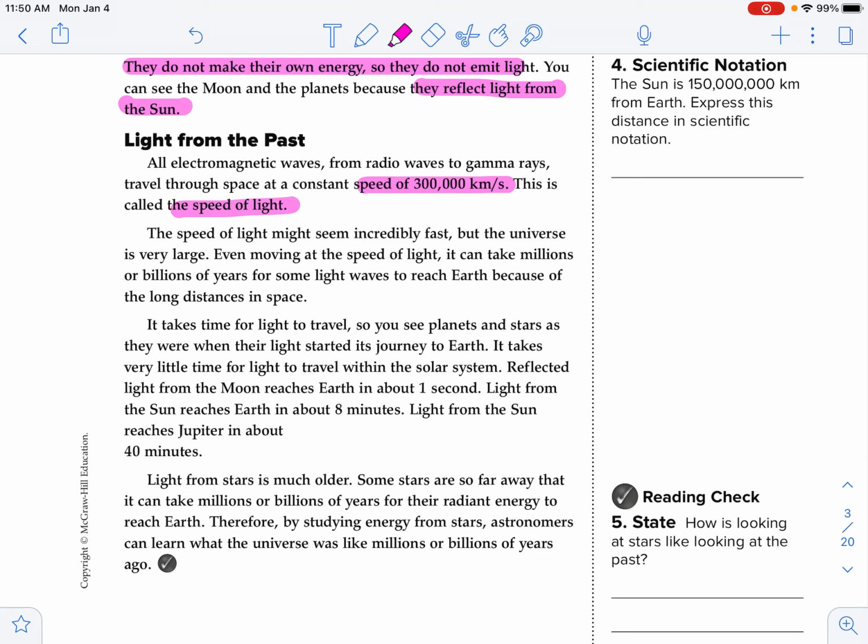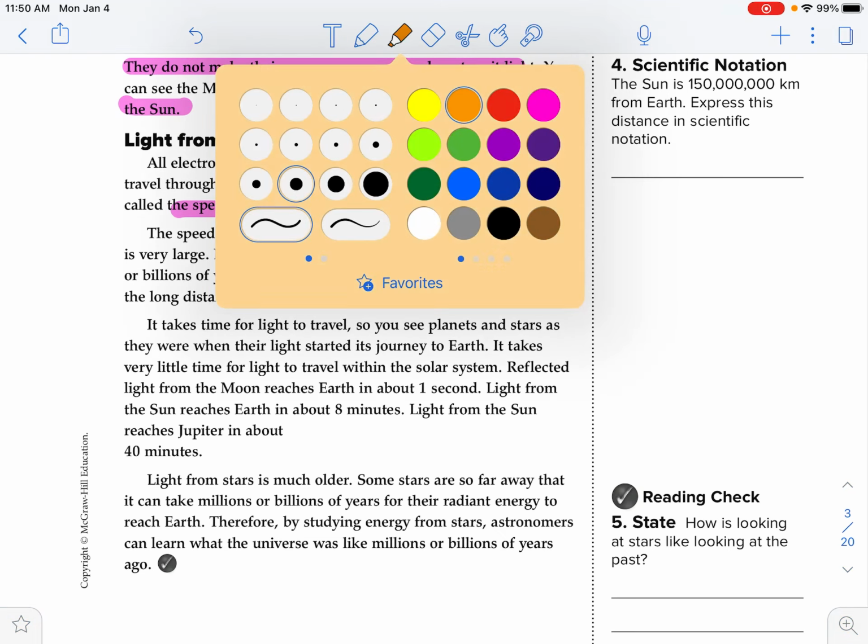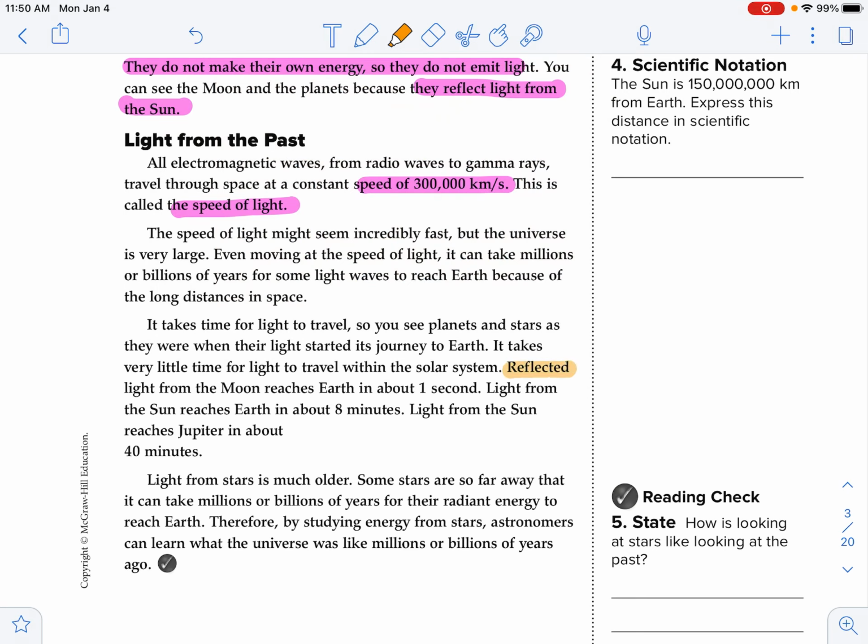It takes very little time for light to travel within the solar system. Reflected light from the moon reaches Earth in about 1 second. Light from the sun reaches Earth in about 8 minutes. Light from the sun reaches Jupiter in about 40 minutes. Okay, so let's go ahead and highlight a little bit of that. The moon about 1 second, the sun to reach Earth 8 minutes, and light to reach Jupiter 40 minutes. Light from stars is much older.